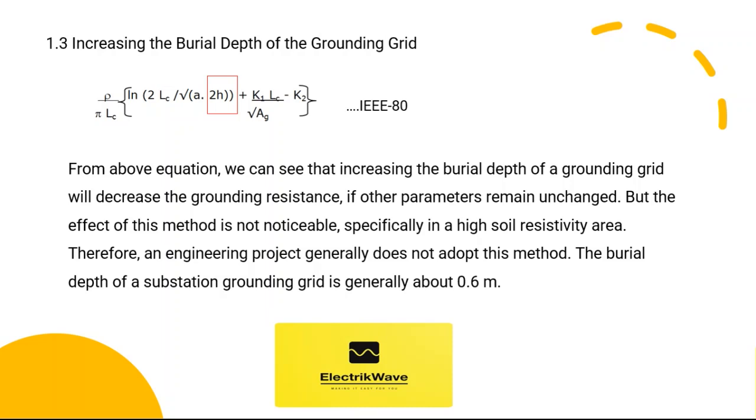Let's see technique 1.3. Increasing the burial depth of the grounding grid. From the above equation, we can see that increasing the burial depth of a grounding grid will decrease the grounding resistance if other parameters remain unchanged. But the effect of this method is not noticeable, specifically in a high soil resistivity area. Therefore, an engineering project generally does not adopt this method. The burial depth of a substation grounding grid is generally about 0.6 meter.